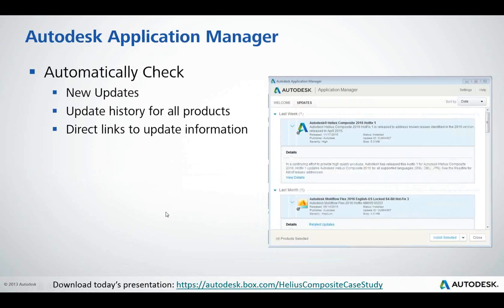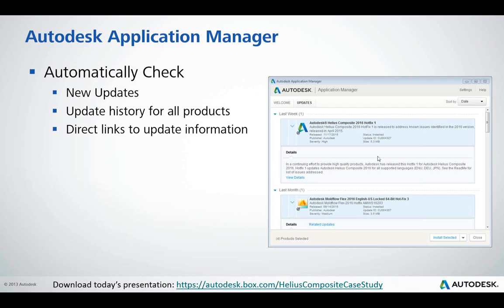So let's get started with the Autodesk Application Manager. This tool comes with all the Autodesk products, and it runs in the background. You'll see it in your tray icon section. You can open that up, and this image on the right is what that looks like. It'll show you all of your pending updates as well as your update history. So it's a great way to check and see where you're at as far as what installations are available.